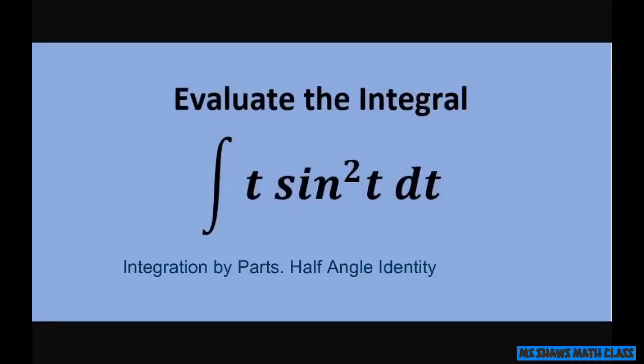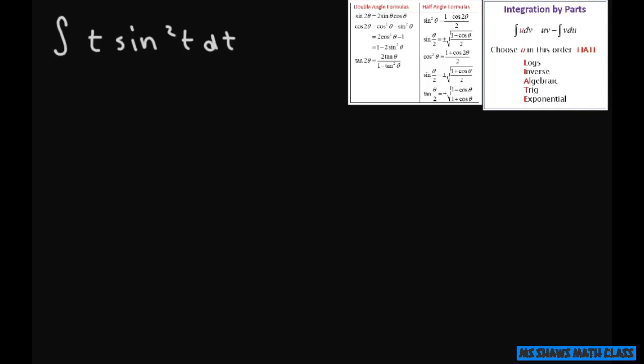Hello everyone, we're going to evaluate the given integral of t sine squared of t dt. We're also going to use integration by parts and use substitution with a half angle identity. So the first thing we're going to do is rewrite this a little better.